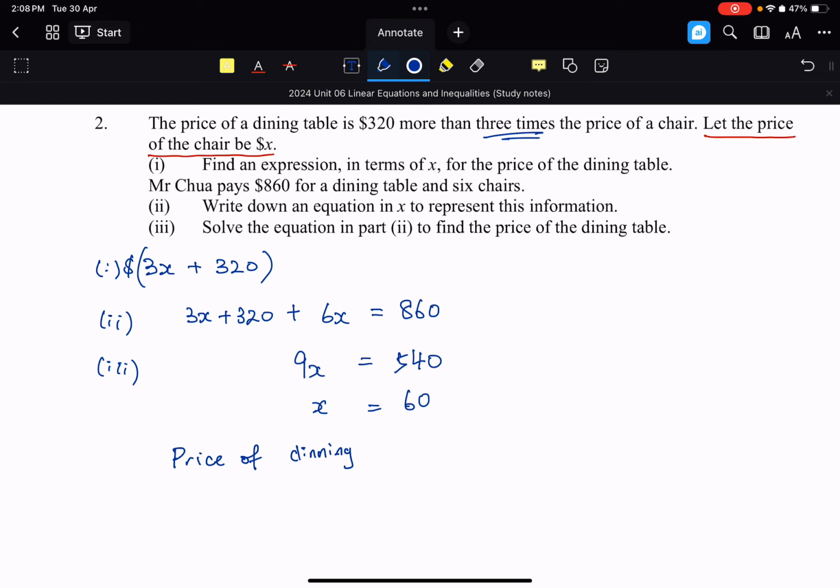Did I spell dining correctly? No, I did not. Let's go back. Let's spell it right. Dining table is equals to 3 times 60 plus 320, right? So that will be $500. There we go. Okay, well, let's look at the next example.